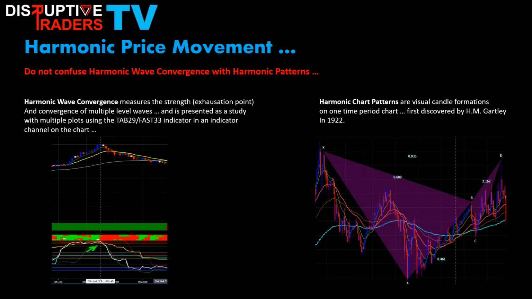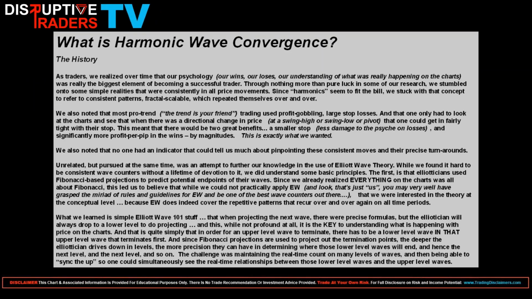And then, of course, we have harmonic chart patterns. These are visual candle formations on one time period chart, first discovered by H.M. Gartley in 1922. So that sounds very familiar, huh? I believe that is a Gartley pattern there, too, that I got from harmonicpattern.com. So there are two complete differences between harmonic price movement and harmonic chart patterns. But now, as disruptive traders, we can use the two to complement one another as confirmation tools in order to trade on our charts, which is awesome. I know most of us have harmonicpattern.com as one of the tools we use to draw harmonic patterns.